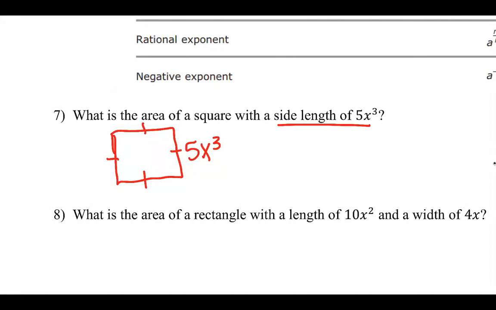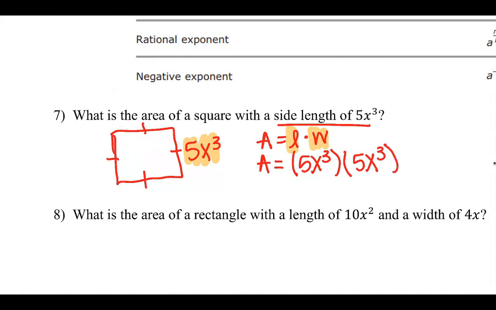So if I'm finding area of a square, area equals length times width, right? Well, in this case, my length and my width are 5x cubed. So I've got 5x cubed times 5x cubed. Now I'm simplifying. I've got numbers. Numbers always go first, so let's multiply those out. I've got 5 times 5, which gives me 25.